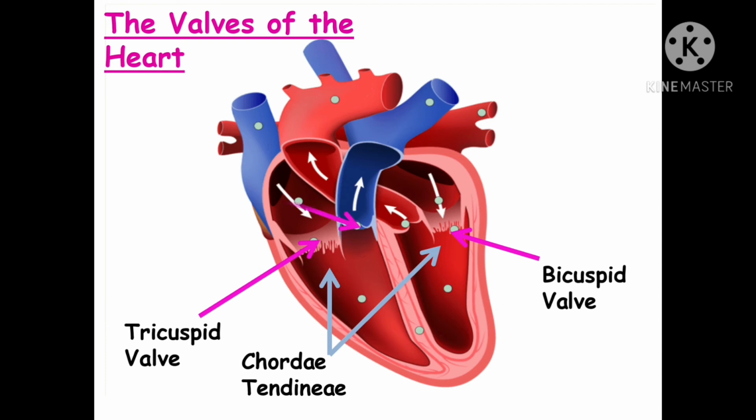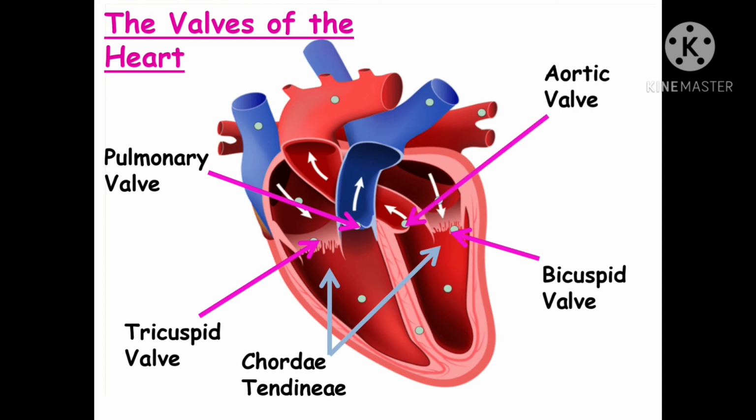Okay, and it's pumped out of the heart through these valves called the pulmonary valve on the right hand side and the aortic valve on the other. You might find their name called the semilunar valves as well. So those valves allow the blood to leave the heart, and as soon as the blood has left the heart, it can't flow backwards back into the ventricles.